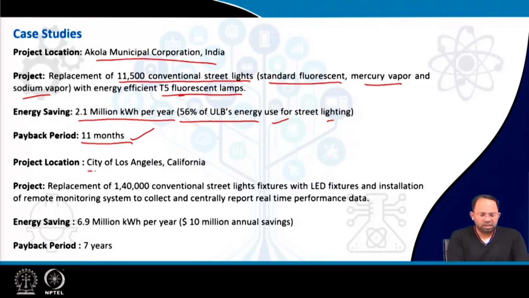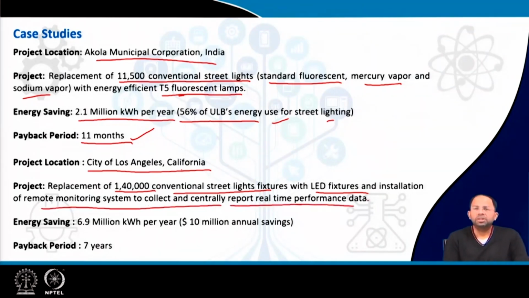The second project was held in California and Los Angeles, where 140,000 conventional streetlights were replaced with LED fixtures, and it was also fitted with remote monitoring systems to collect and centrally report real-time performance data. So this is where IoT systems come in. Overall energy savings was 6.9 million kilowatt hour, and this led to around $10 million annual savings.